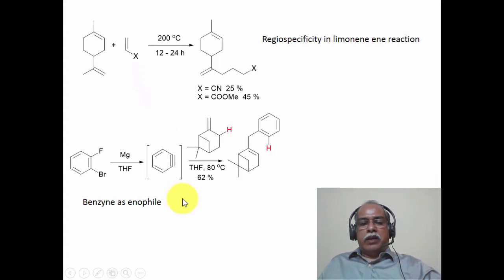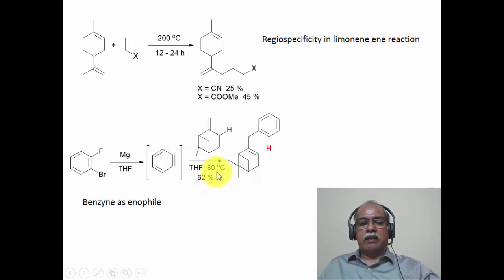Benzyne can very well be an enophile. This is an example of benzyne undergoing ene reaction with beta pinene once again. The benzyne is generated from ortho-fluorobromobenzene by treatment with magnesium. The halogen-magnesium exchange, the Grignard reagent, is formed initially here, which undergoes elimination of the fluoride, resulting in the formation of benzyne as an intermediate. When the reaction is carried out in the presence of beta pinene as the trapping agent, trapping in the sense that this is the ene component of this reaction, the hydrogen is transferred onto the benzyne, resulting in the formation of benzene, and also the formation of a carbon-carbon bond between this carbon here and one of the ortho carbons of the benzene in this particular instance.